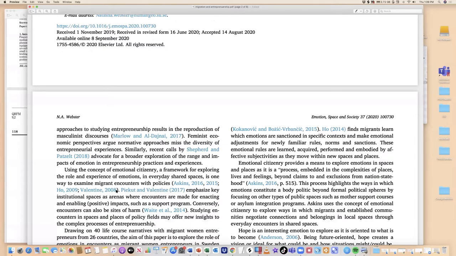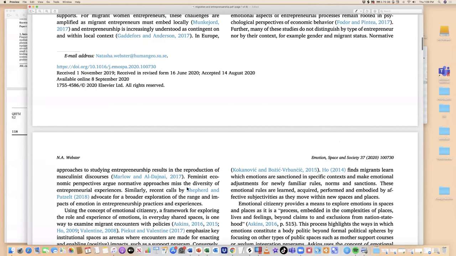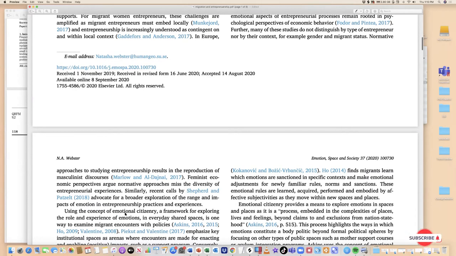But one thing I wanted to point to here was the kind of theoretical discourses that you have. You have the normative approaches talking about the fact that entrepreneurship results in the reproduction of masculinist discourses. Then the feminist dimension comes out with the feminist economic perspective, arguing that the normative approaches miss certain things out. So there's a need to look at other things. So sometimes the gaps can come from a combination, but all leading to what the person wants to be able to do. So by the time he reached the point of making his argument, emotional citizenry is actually echoed.